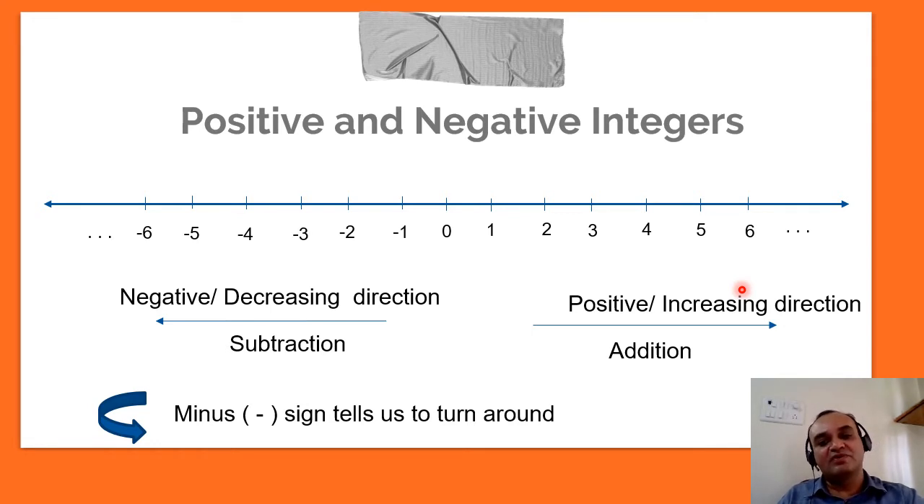That's where we perform the operation addition. When we add, we move in the positive direction, and when we subtract, we move in the negative direction. So we represent subtraction with a minus sign. We also represent negative numbers with a minus sign, and what it tells us is to turn around. So if I have to reach 2, I go in the right direction by 2 units. If I have to reach minus 2, I should turn around and go in the left direction. So that's the idea of a minus number.